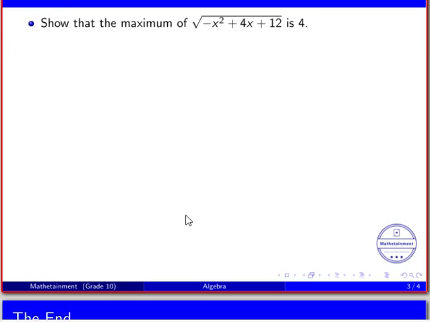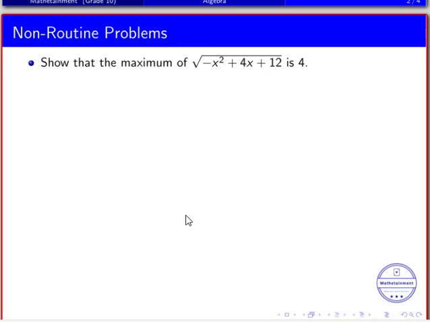In this problem, you are also required to find the maximum. We are told that we have to show that the maximum of the square root of negative x squared plus 4x plus 12 is actually equal to 4. We're even given the answer here. We have to prove that the maximum of that quantity is 4.